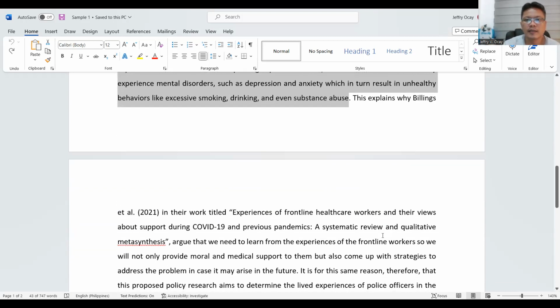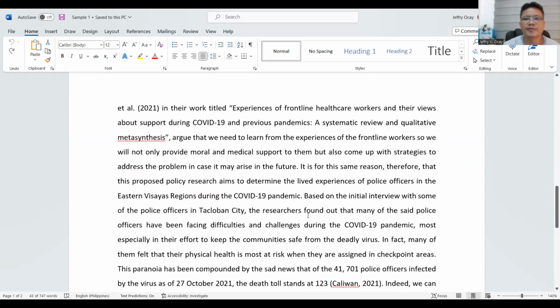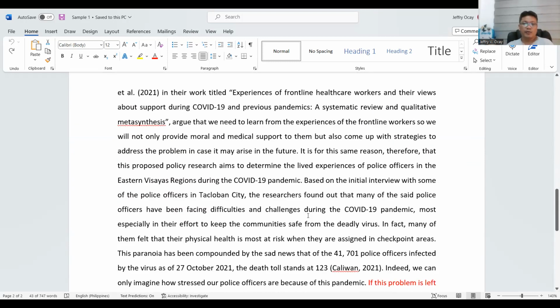And then I proceed. This explains why Billings and others, in their work titled Experiences of frontline healthcare workers and their views about support during COVID-19 and previous pandemics: a systematic review and qualitative metasynthesis, argue that we need to learn from the experiences of the frontline workers, so we will not only provide moral and medical support to them, but also come up with strategies to address a problem in case it may arise again in the future. And after stating the problem, the research problem or the research gap, I now articulate the research goal.